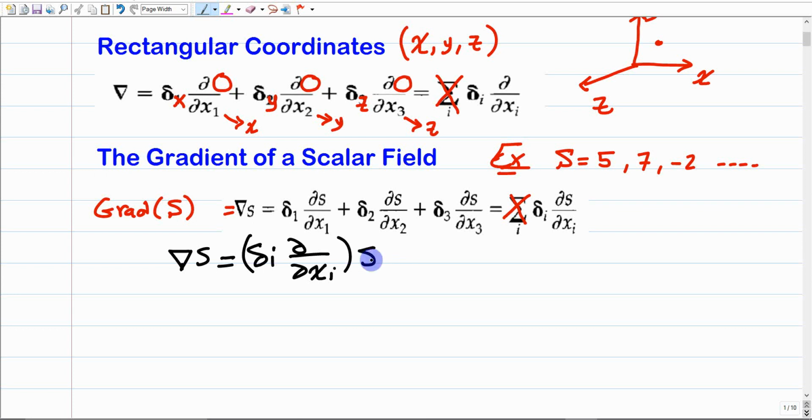It's just S. It is not a vector. It's just a scalar field, a scalar quantity. It doesn't matter what it is. It's just S.